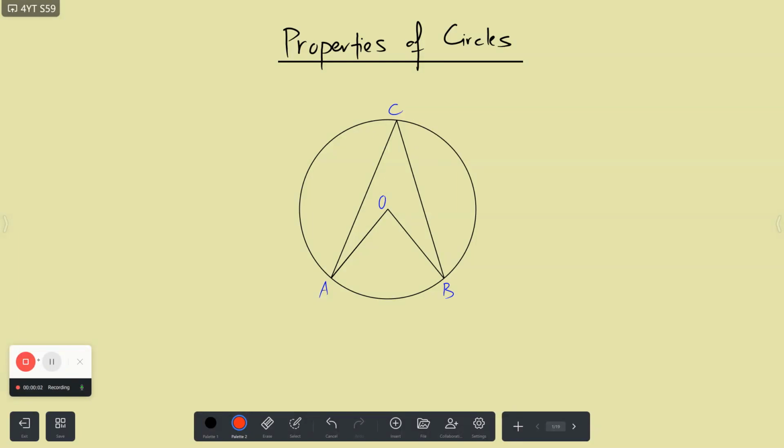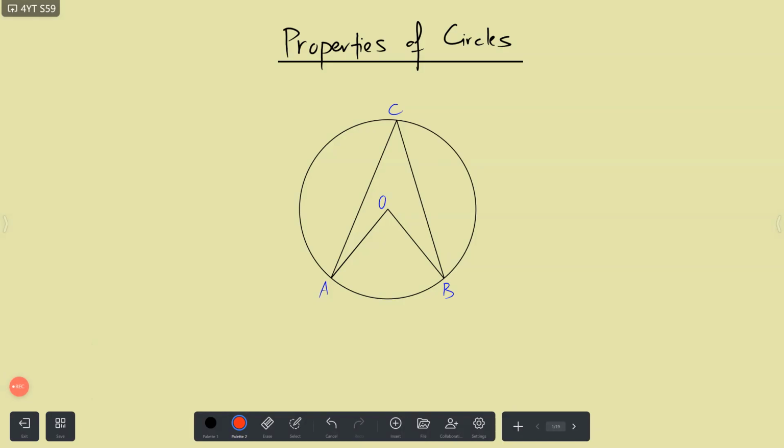Hello everyone, welcome to our tutorial on properties of circles. And I believe those of you who are in Sec 3 Express and Sec 4 and A, this is what you are covering for this year. Okay, so let's get on with the properties.